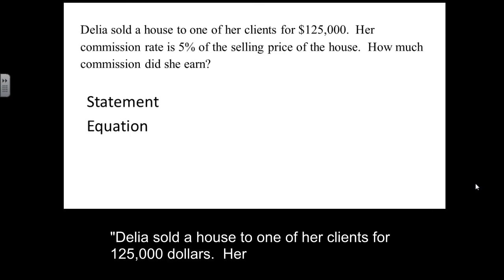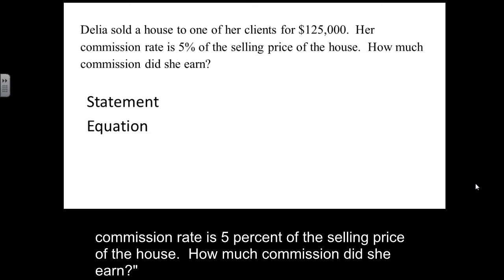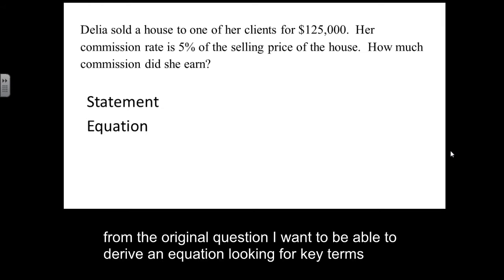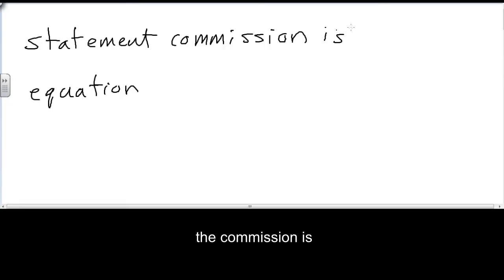Delia sold a house to one of her clients for $125,000. Her commission rate is 5% of the selling price of the house. How much commission did she earn? For a problem like this, since I'm using percentages, from the original question I wanted to be able to derive an equation looking for key terms. The commission is 5% of the selling price.